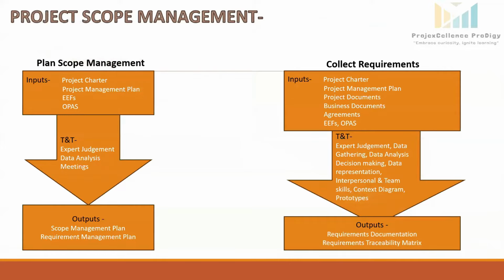Now we will discuss each process in detail with input, tools and techniques, and output. We will take one project for reference: installation and commissioning of a 20 megawatt solar power plant, and we'll try to relate the processes in its context. The plan scope management process is the first process in project scope management. We create a scope management plan that documents how the project and product scope will be defined, validated, and controlled.